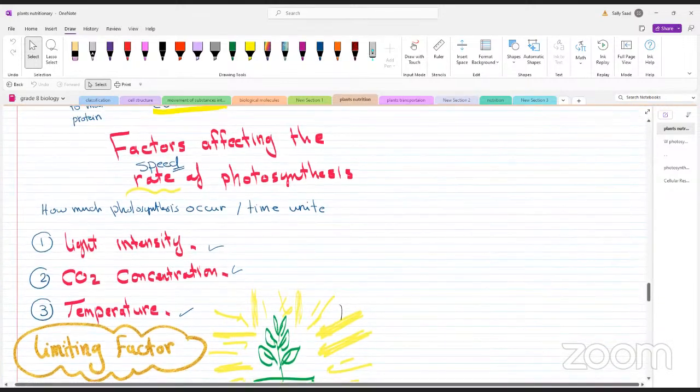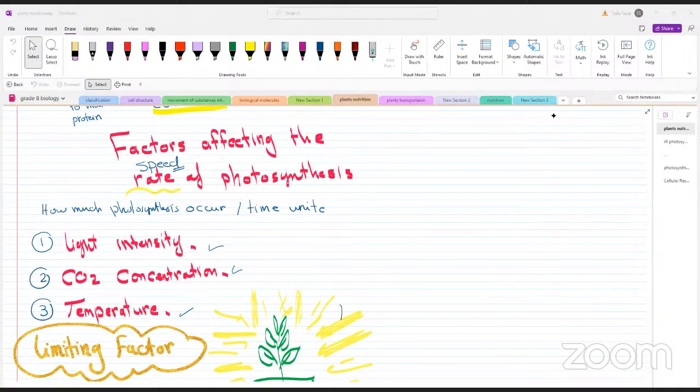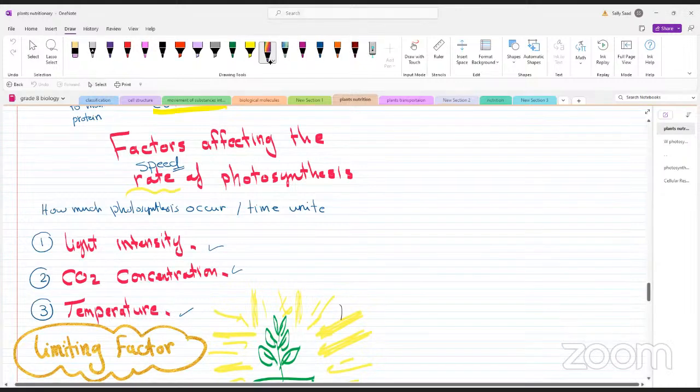Who can define the term limiting factor? If you know what a limiting factor is, just please send a message on the chat so I can read it. What is a limiting factor? What are limiting factors?